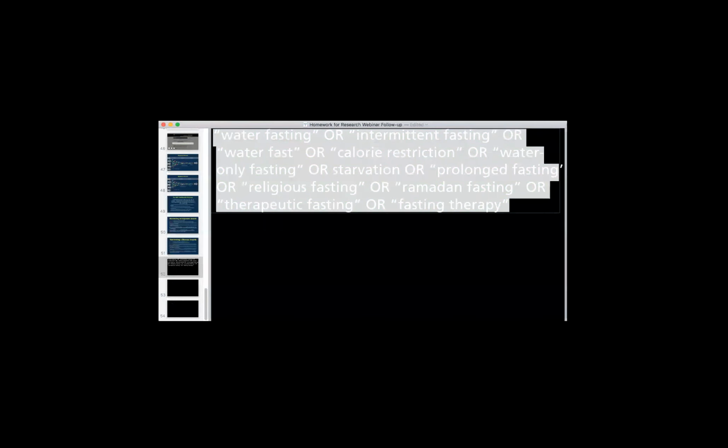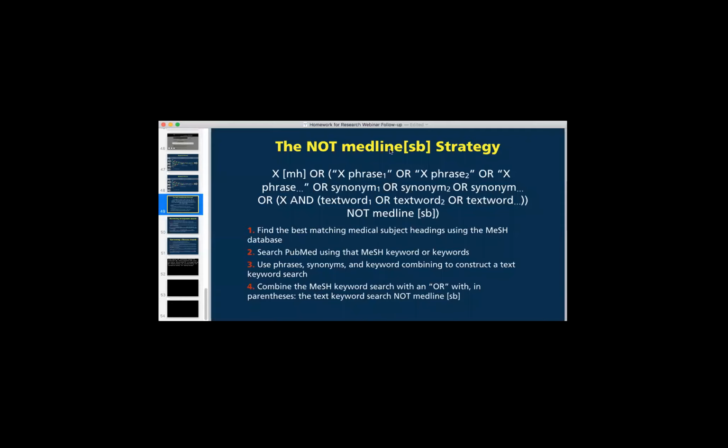There we go. Okay. Remember what we're doing here. This is the Medline SB strategy. So we're here at B4, combining the MeSH keywords with OR, and then NOT Medline SB. Let me just make sure I do this right so I don't send people off. NOT Medline SB. Okay, I think that should do it. And then I'm just about to paste that.